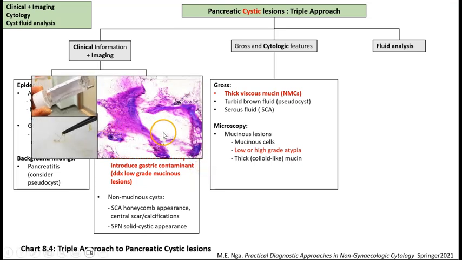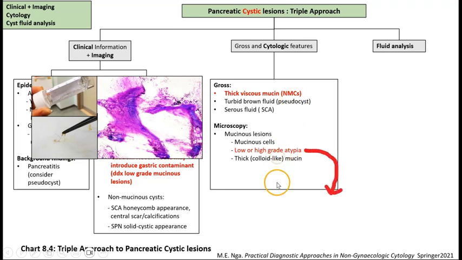So here are some images showing the gross appearance of this very thick viscous mucin. And this is the string sign, where you can actually pick up the mucin and it forms a string and holds together quite well. And on microscopy, this is the colloid-like, very thick mucin that we will see. So all these features are very suggestive of neoplastic mucinous cysts.